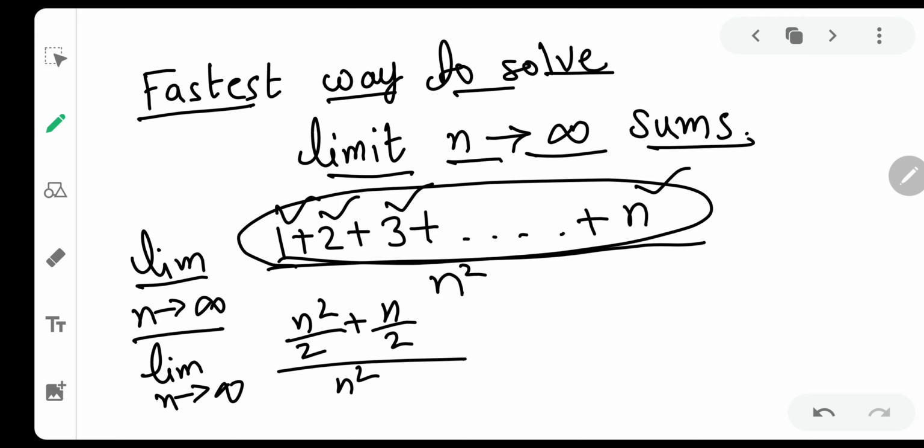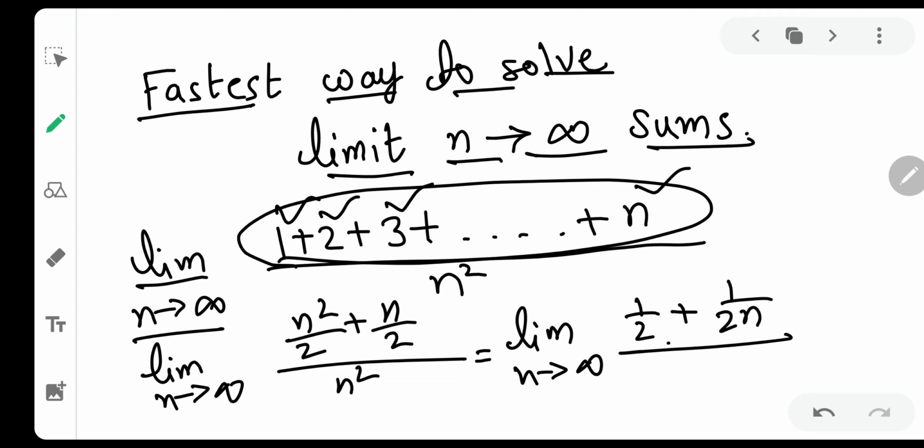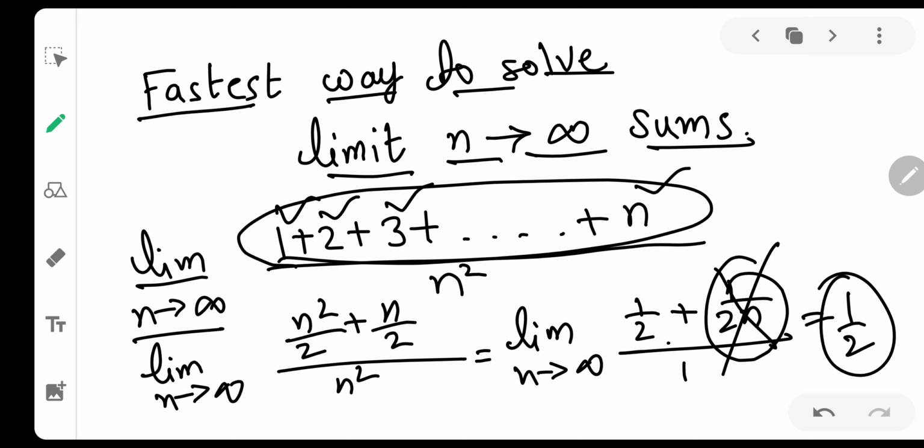Now you check the highest degree of the polynomial in the numerator and in the denominator. So both the highest degrees are n square. So you divide numerator and denominator both by n square. So you divide the numerator by n square, so you get 1 by 2 and then you will get 1 by 2n, and in the denominator you will get 1. So definitely 1 by 2n, with n going to infinity, will turn into 0 and you will get the answer as 1 by 2. Isn't that great?